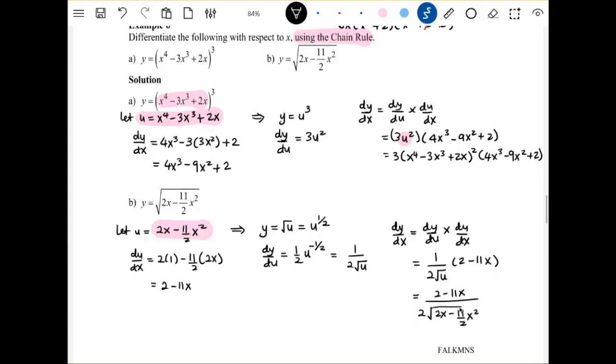So this is for example 6b. Okay, the next one will be the power rule. Okay, so the power rule is related to the chain rule actually, but for the chain rule we have to let u, and let y in terms of u and u in terms of x. But for the power rule we can directly differentiate functions that have a power. Okay, so we can go straight to the power rule.